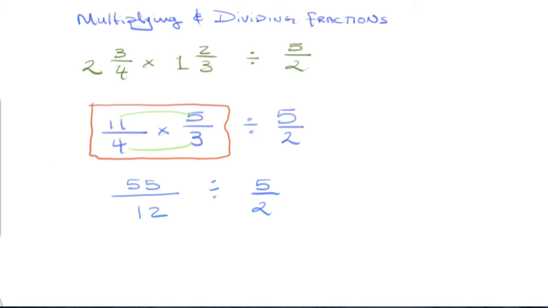We learned in class that dividing fractions is the same thing as multiplying by the reciprocal. Reciprocal means flip. So I'm going to rewrite this as 55 over 12. The first fraction remains the same. And now the division becomes a multiplication. And the 5 over 2 becomes 2 over 5. There was a flip.